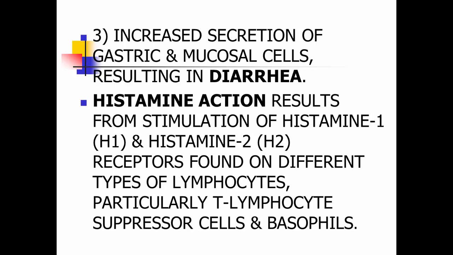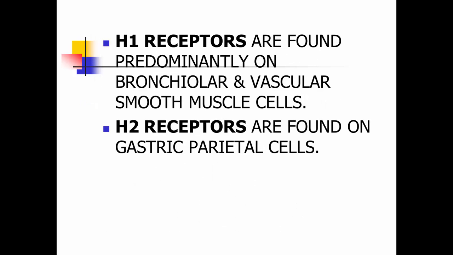Okay. The histamine action results from stimulation of H1 and H2 receptors found on different types of lymphocytes, particularly T lymphocyte suppressor cells. Which cells are those? That's right. You're so smart. I'm so proud of you. The CD8 cells, as well as basophils. H1 receptors are found predominantly on bronchiolar and vascular smooth muscle cells, and H2 are in your gastric parietal cells.